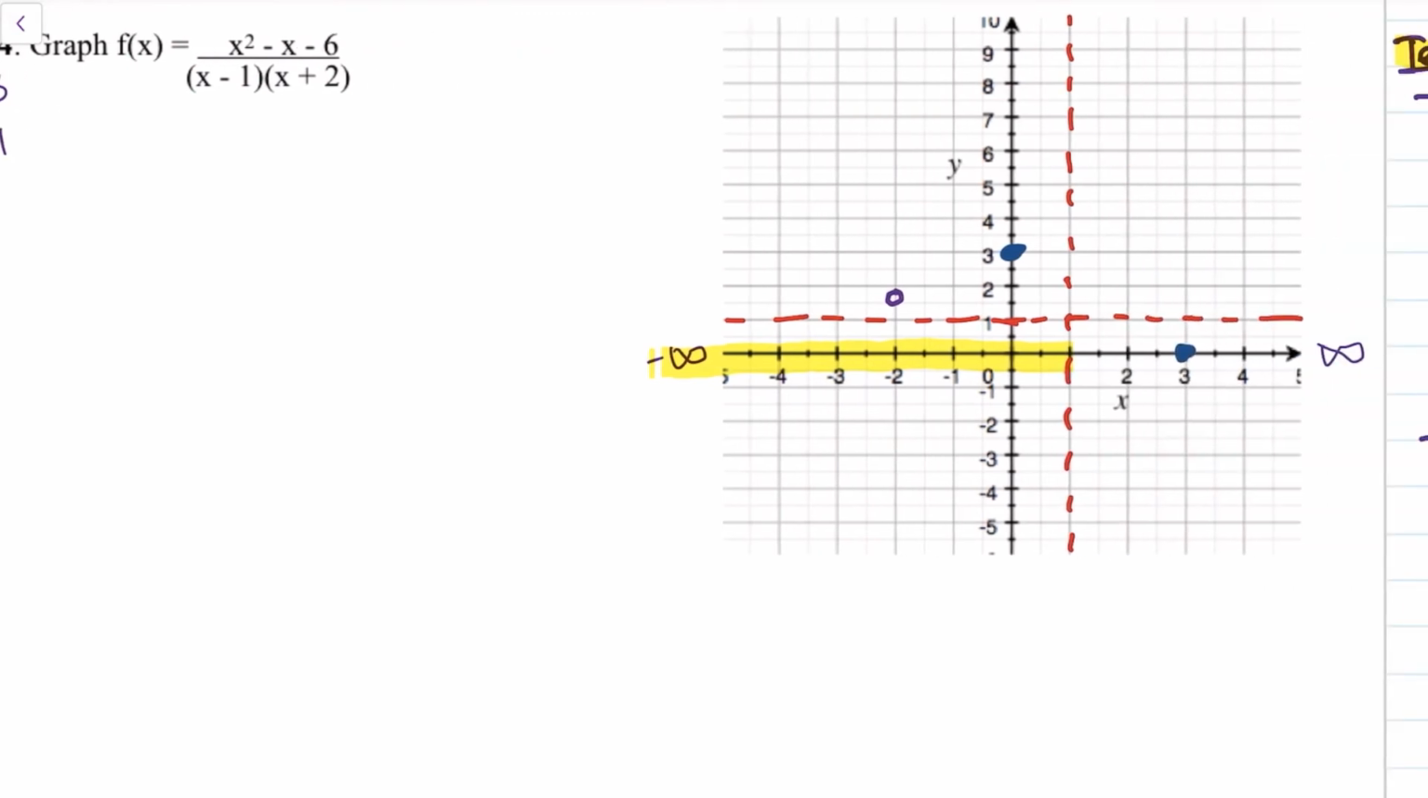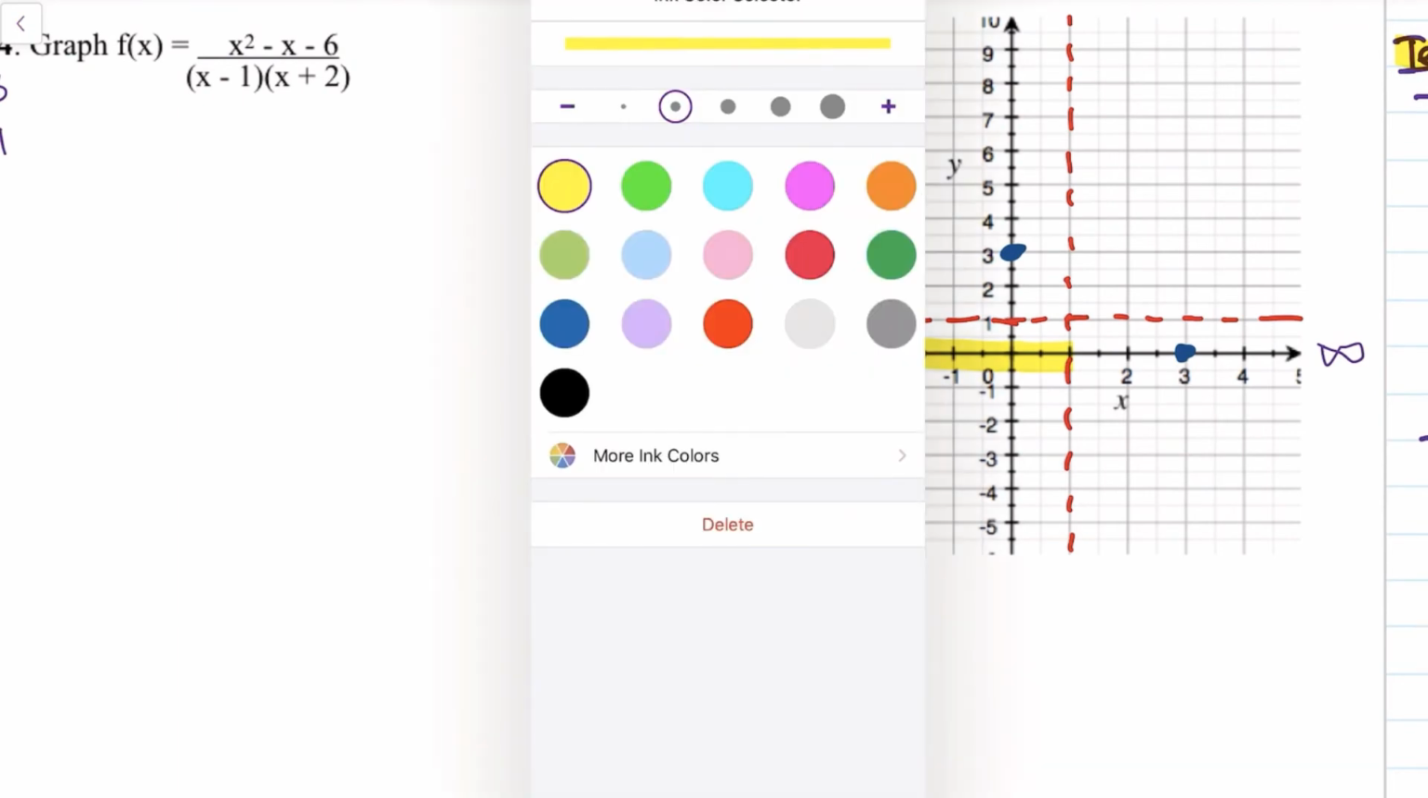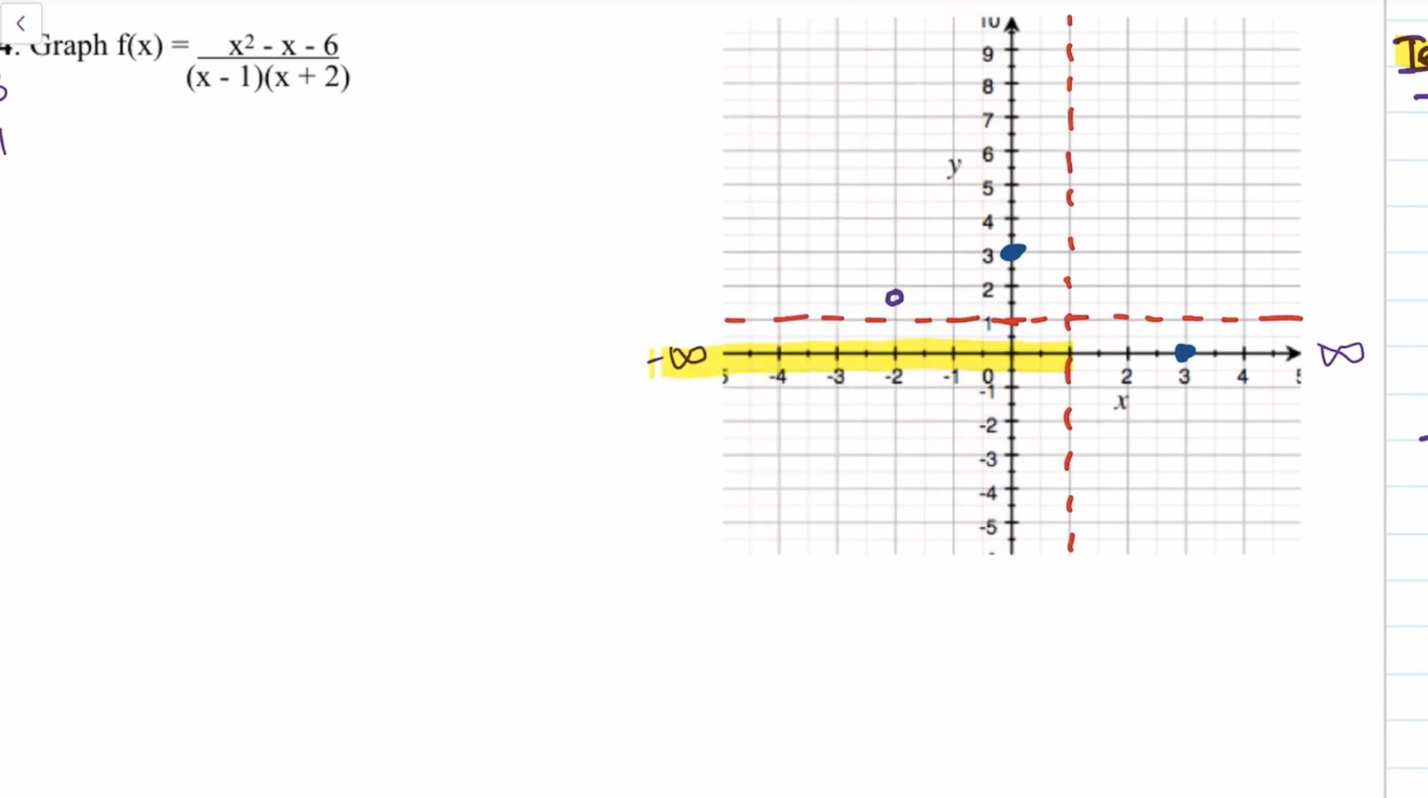All right. So then let's just change the color here. So let's change the color, and now we're going to continue.